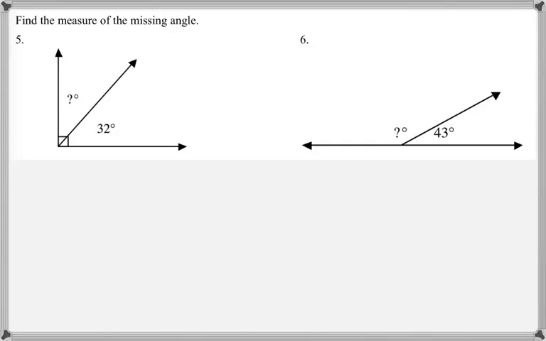Problems 5 and 6 want us to find the measure of the missing angle. So let's look at number 5. We have two angles here. One we know, one we don't know. But we also know that together, if we add them up, they equal 90 degrees because this is a 90-degree angle.